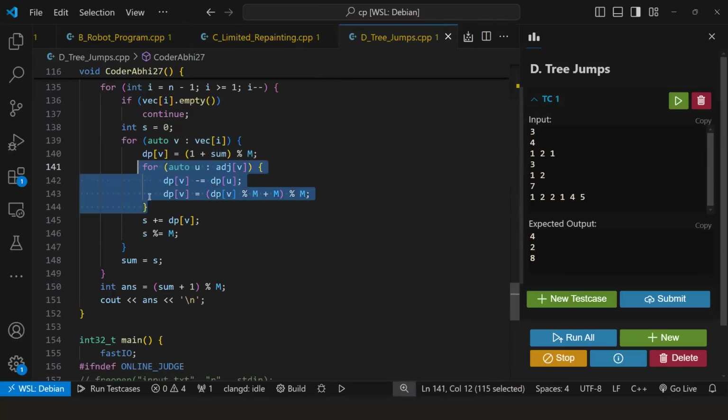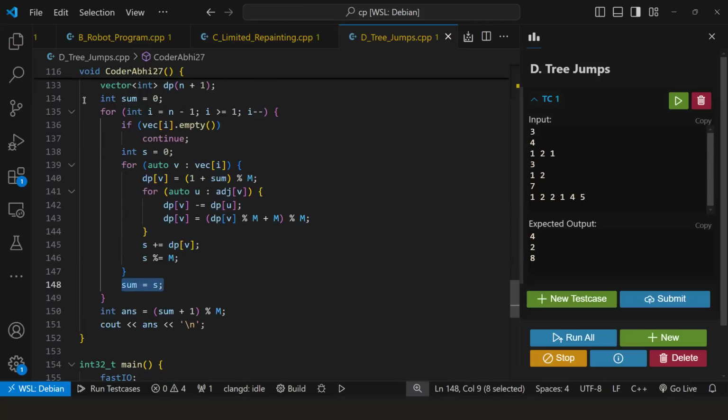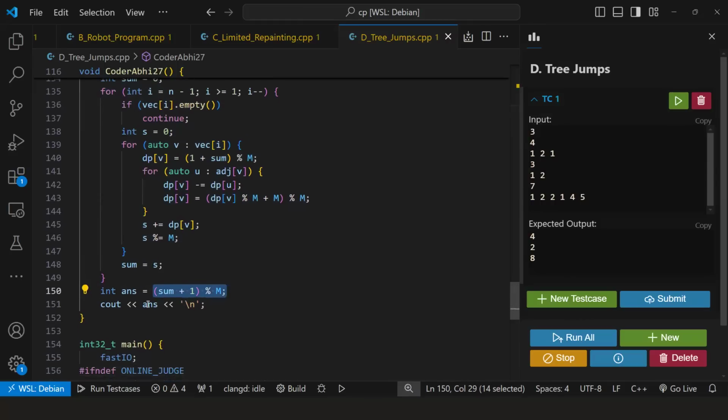After that, in my sum, I'll just add up the current dp[v]. So in S, I'll get the sum of the dp states of the current level, and I'll update the sum. So for the next level, the previous sum would be this current S. This way all my DP states would be calculated, and my final answer is 1 plus sum, as I discussed before. I hope you understood the logic as well as the code.